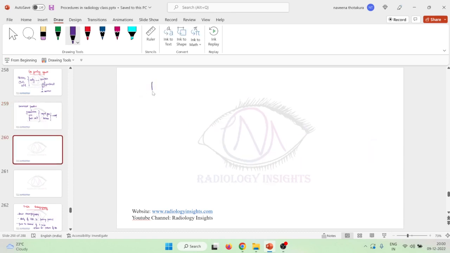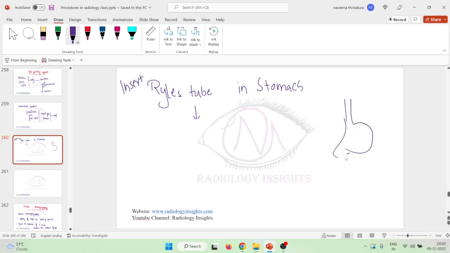Or sometimes you can also place a Ryle's tube in the stomach. You can insert a Ryle's tube in the stomach, and through this Ryle's tube you can give air. So you can inject air with a Ryle's tube also.